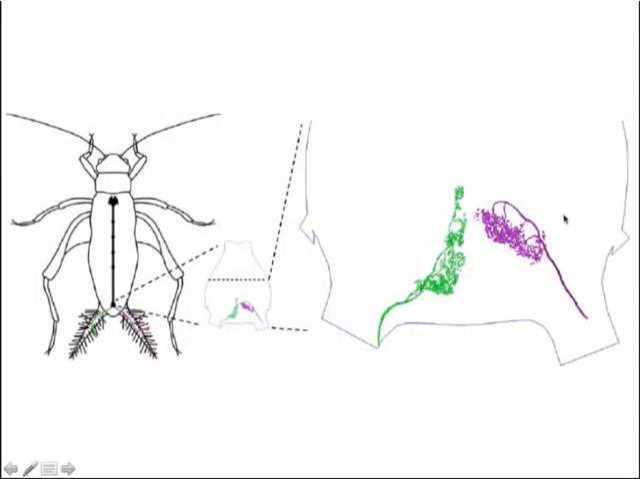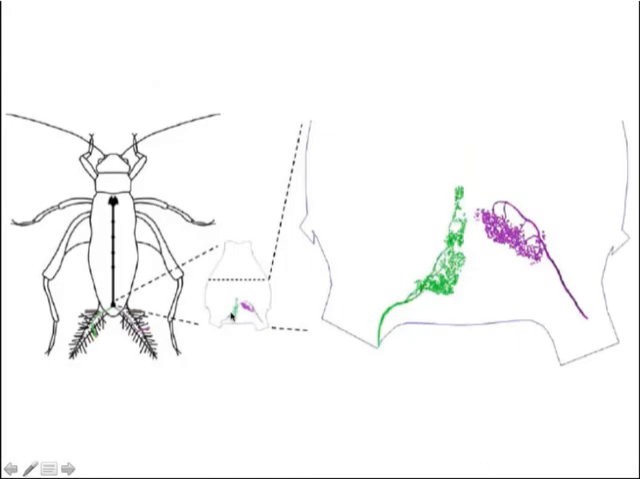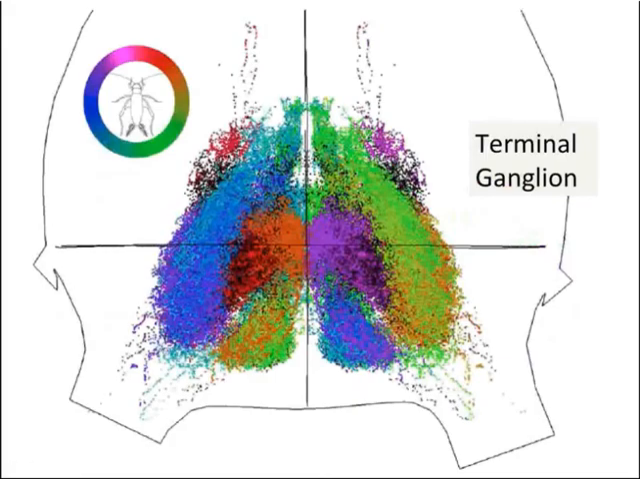So again, our data is a whole bunch of these things here, and we want to understand the structure of this terminal ganglion. And that structure is related to the direction of the air current.